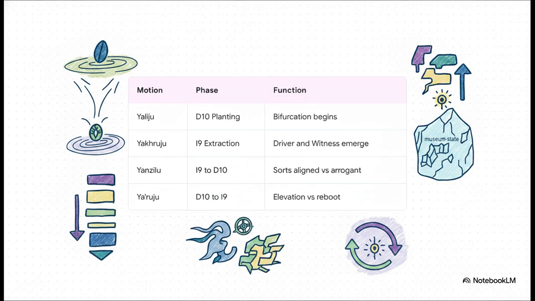Third is Yanzulu, the descent from I9 back to D10. This sorts the flattened aligned movement at 7143 against the arrogant who are preserved in a sort of museum state at 1092. And finally, Yaruju, the ascent. This elevates the elite who grip the activation code at 4158, while the rest face a literal flip reboot at 1574, causing the cycle to repeat via 1144. It is a highly precise mechanical filtering cycle.